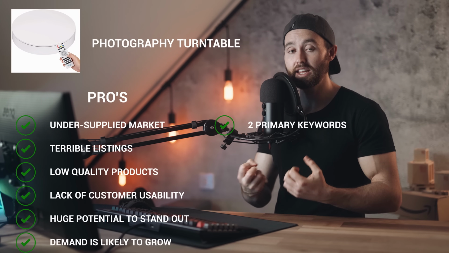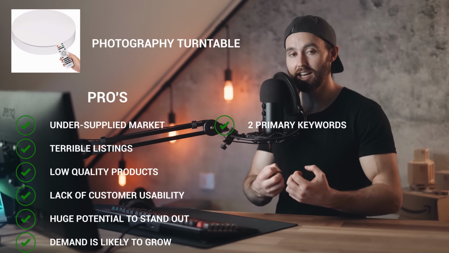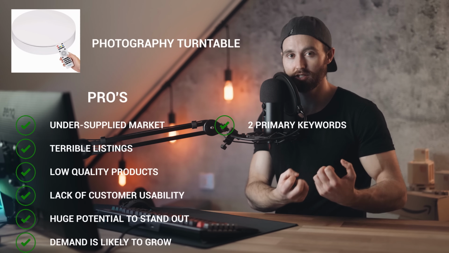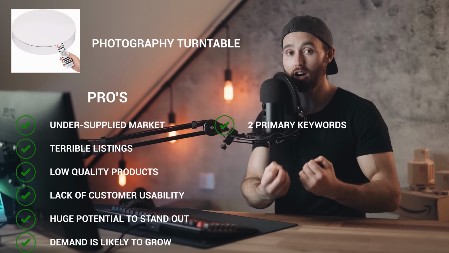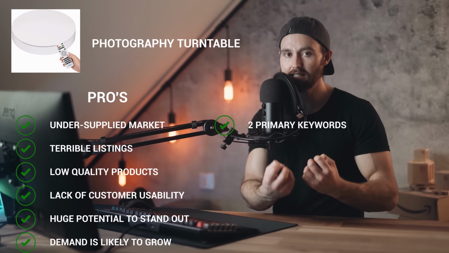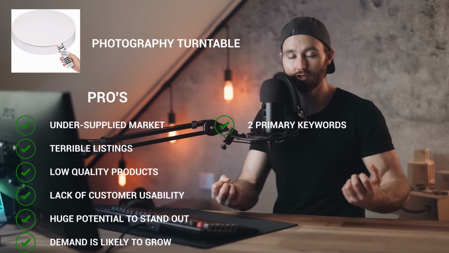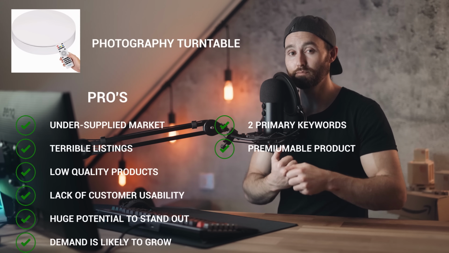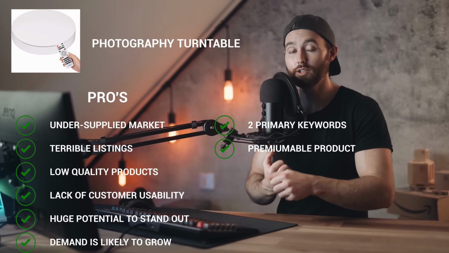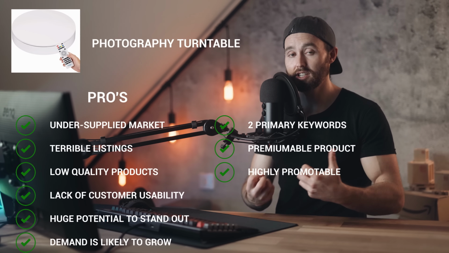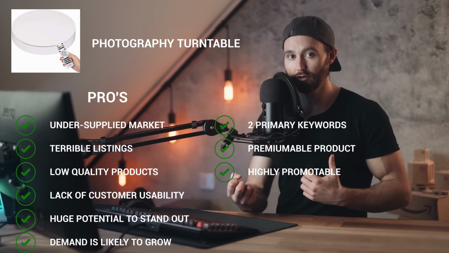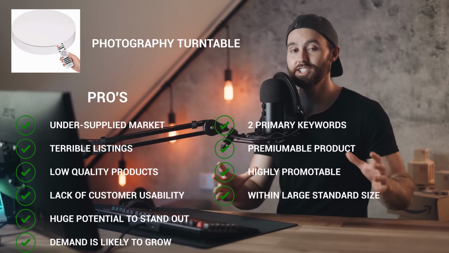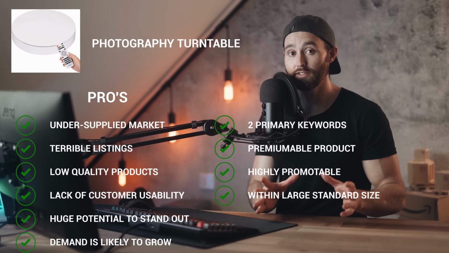There's also two primary keywords here. One is rotating display stand, and the other one is photography turntable. And that can make things like targeting keywords and PPC spend a little bit easier because you have two routes to your market. It's definitely premiumable because it's in the photography market where people spend a lot. This is a type of product that could have a great promotional video. The larger size of these products still remains within the large standard size for FBA fees, which is good.